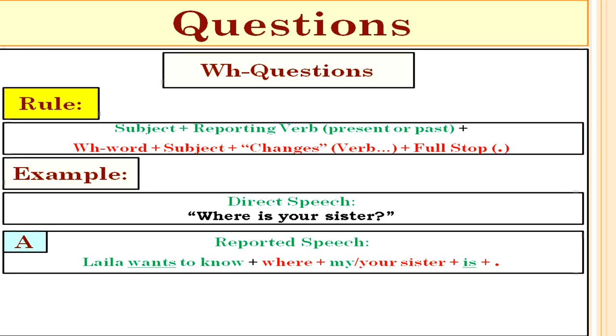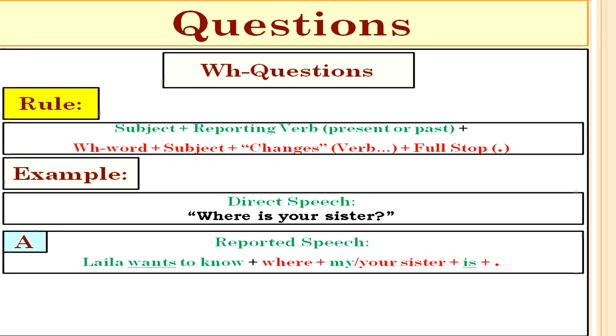We don't change the tense because the reporting verb is already in the present tense. And as far as the subject-verb agreement is concerned, it is very appropriate. We say my sister is, your sister is. So there is no problem. And finally we have full stop instead of the question mark.